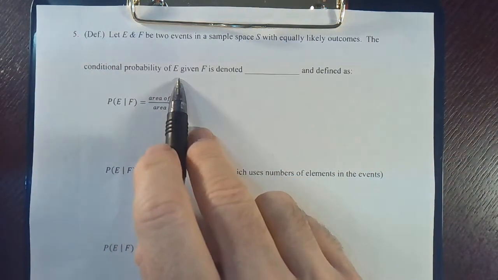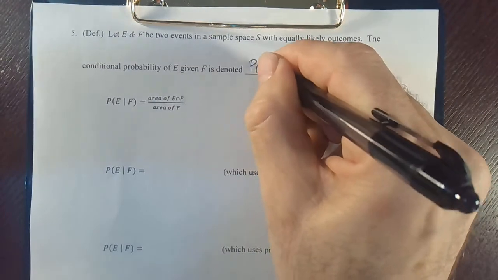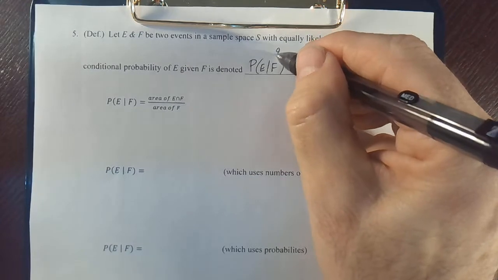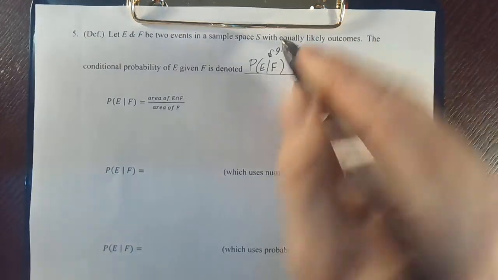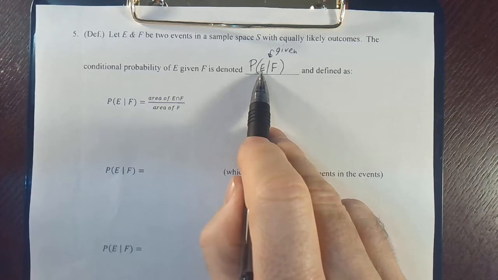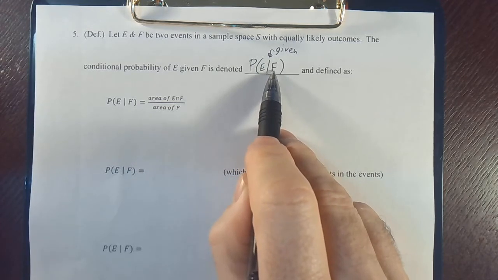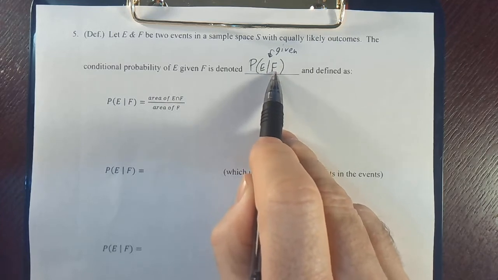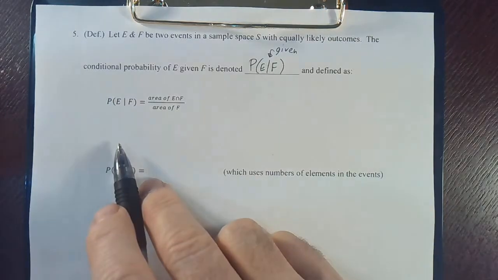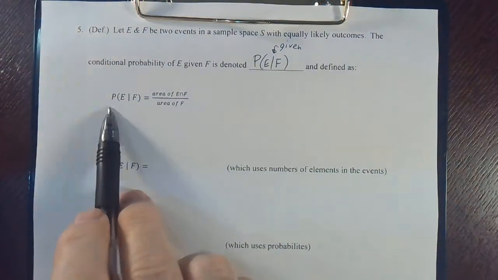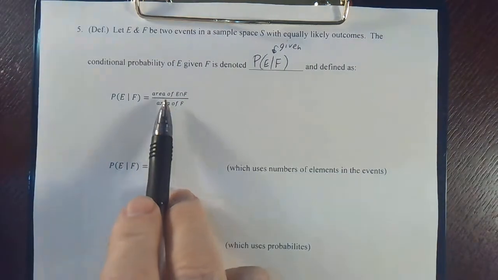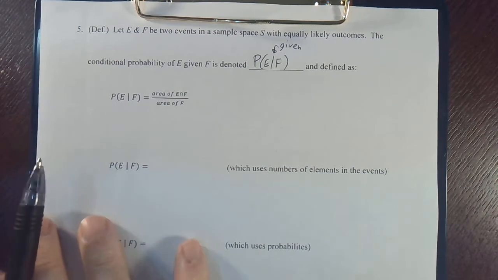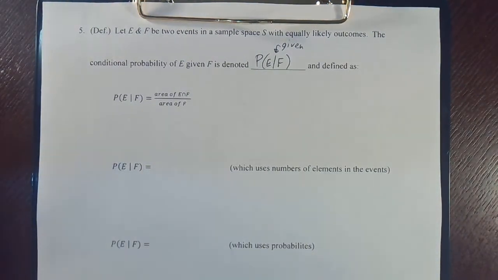The conditional probability of E given F, we already know, is denoted the probability of E, vertical bar F. That vertical bar means given. So we're looking for the probability of E when we're told additional information that the event F absolutely 100% occurred. Well, this is defined as, in a Venn diagram, the probability of E given F is the area of the region E intersect F over the area of F.